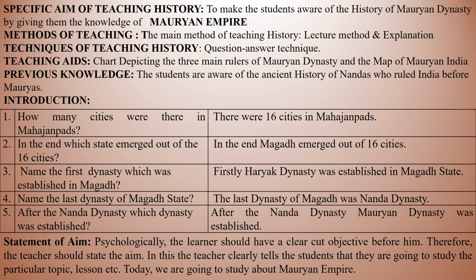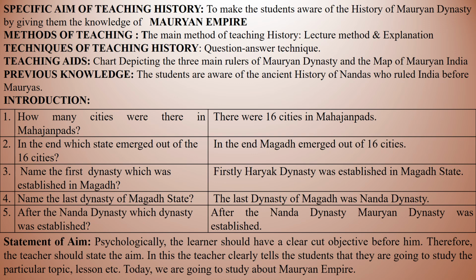Now we come to the introduction. I have prepared 5 questions which are very simple, related to each other based on the previous knowledge. The last question should be problematic, which the students may answer or they may not answer. I have prepared my first question: how many cities were there in Mahajanpads? The answer of which is there were 16 cities in Mahajanpad.